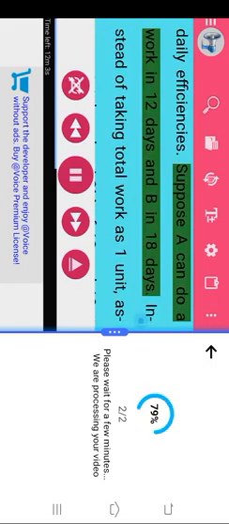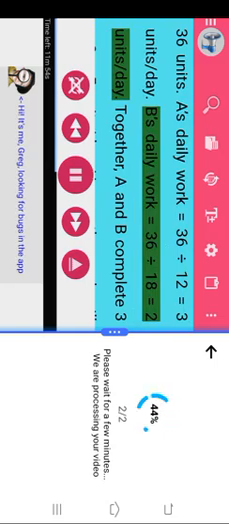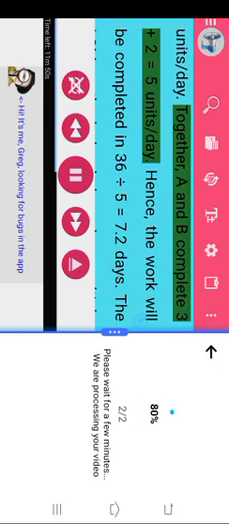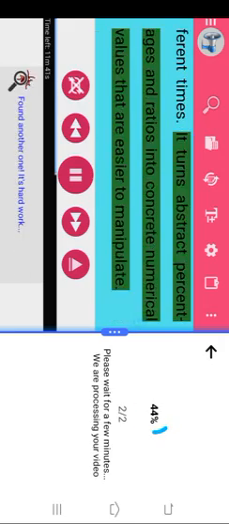Suppose A can do a work in 12 days and B in 18 days. Instead of taking total work as 1 unit, assume total work equals LCM of 12 and 18 equals 36 units. A's daily work equals 36 divided by 12 equals 3 units per day. B's daily work equals 36 divided by 18 equals 2 units per day. Together, A and B complete 3 plus 2 equals 5 units per day. Hence, the work will be completed in 36 divided by 5 equals 7.2 days. The LCM method also helps when multiple workers start and leave the work at different times. It turns abstract percentages and ratios into concrete numerical values that are easier to manipulate.